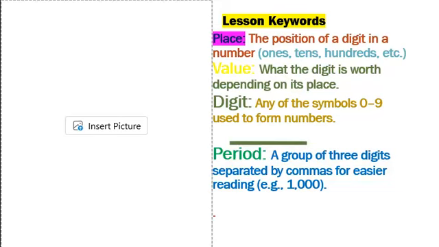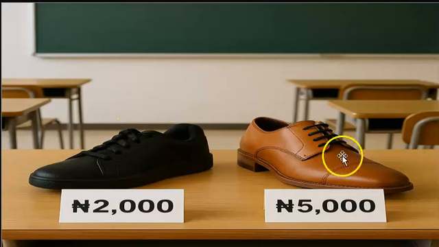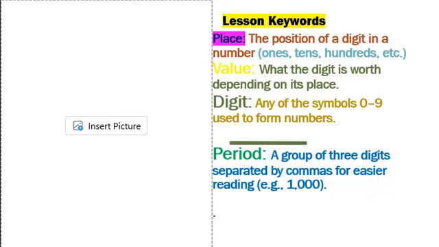The next part is value: what the digit is worth, depending on its place. Remember when I showed you the video of the two shoes? These are different values, 2,000 and 5,000. So the value of shoe A is 2,000 and the value of shoe B is 5,000. Hope you are following.